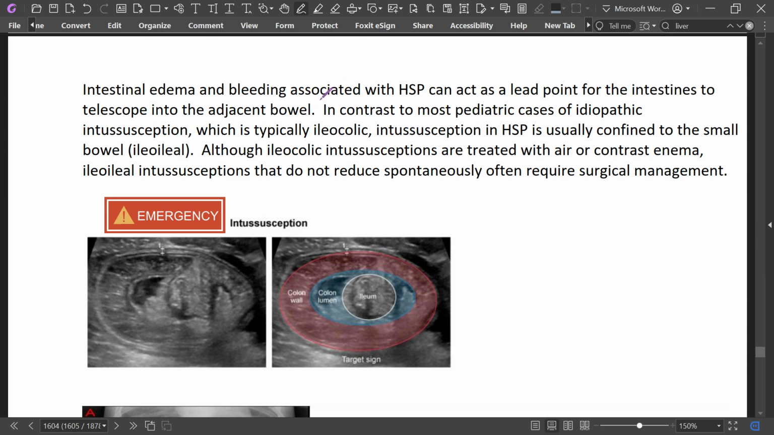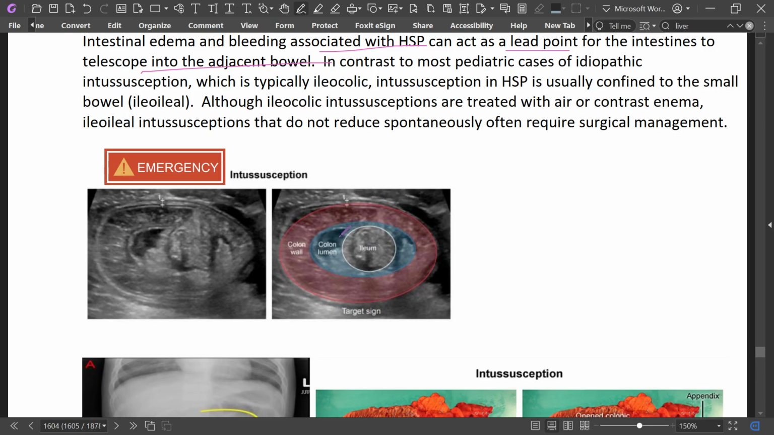Intestinal edema and bleeding, often associated with HSP, can form a lead point for the intestine to telescope into the adjacent bowel wall. This is the picture. This is the ileum. This is the colon lumen wall. This is the colon wall. This is the target sign.